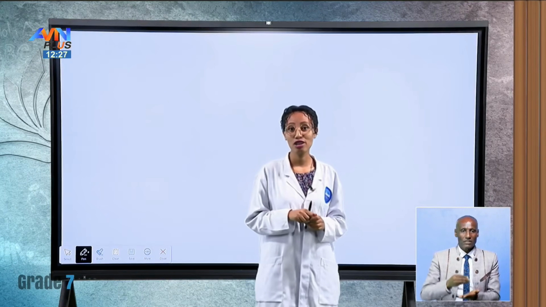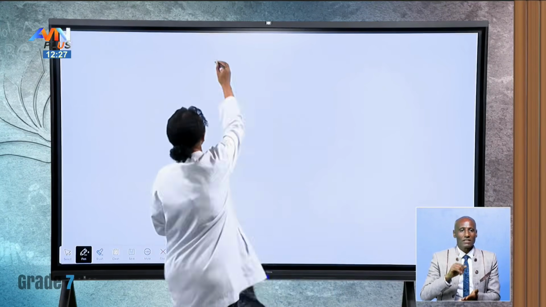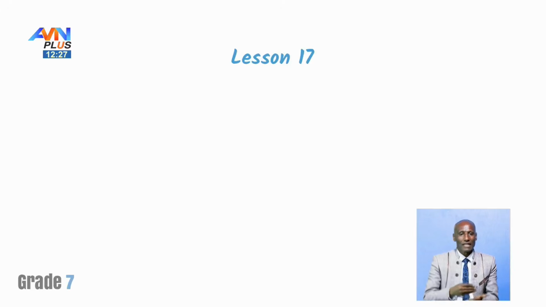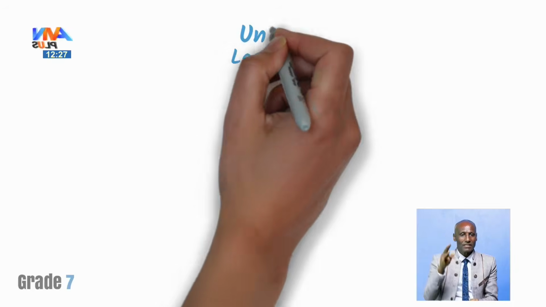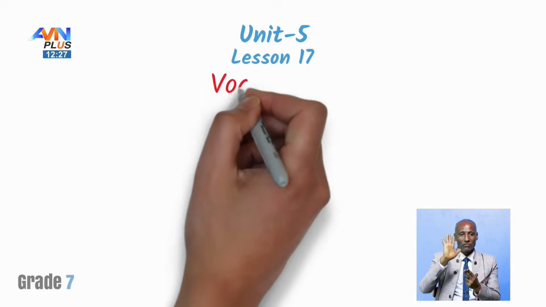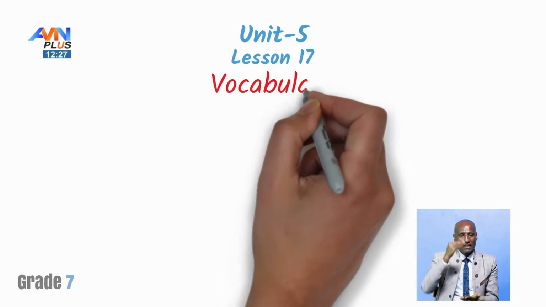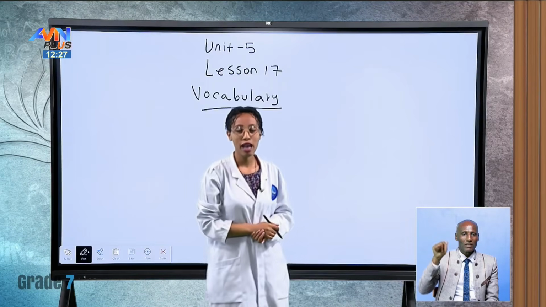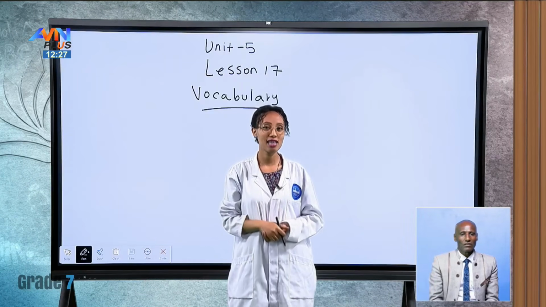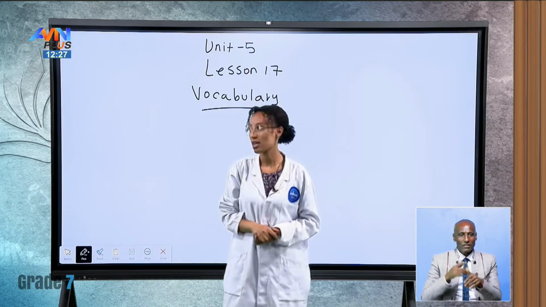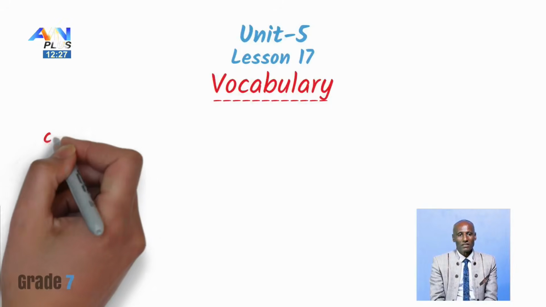Today's lesson, as I said earlier, is lesson 17. It is taken from Unit 5, Lesson 17, and it is vocabulary. There are some vocabularies that I want us to discuss today. The first vocabulary that we're going to see is conservation.